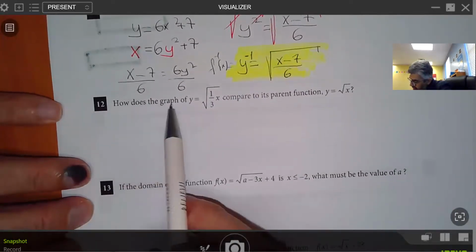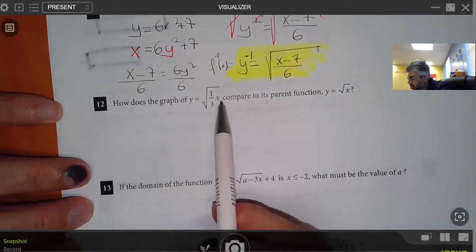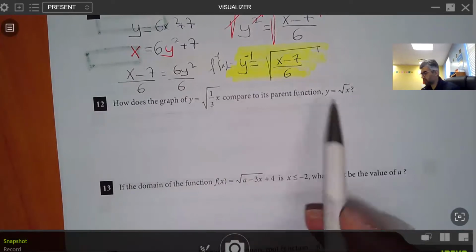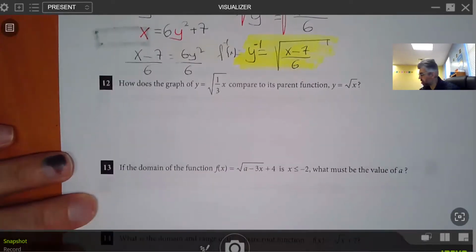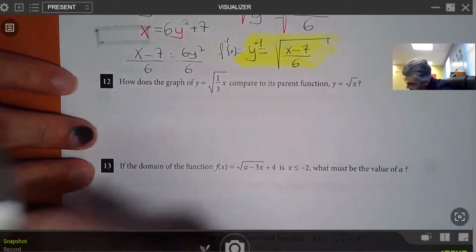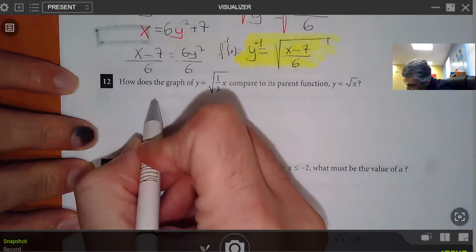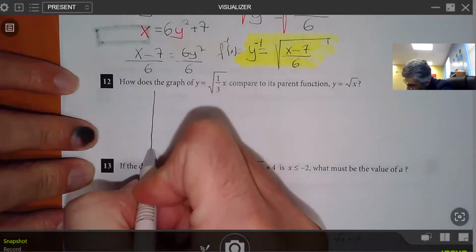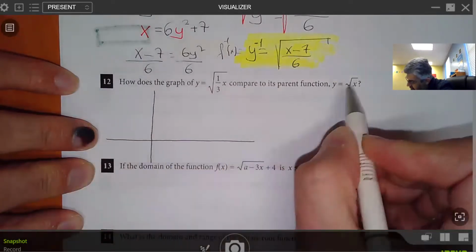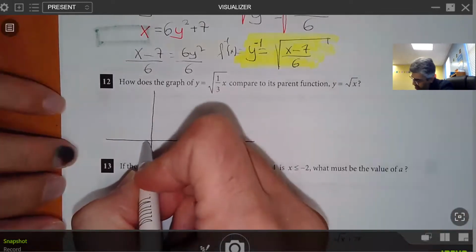How does the graph of y equals square root of 1/3 of x compare to its parent function y equals root x? Do you remember this? This is about compression on the graph. So let's see the graphs first. We already know how the graph of square root of x looks, right, guys?